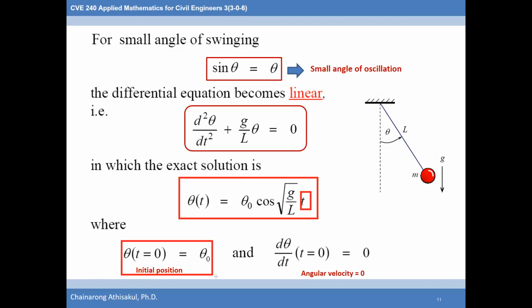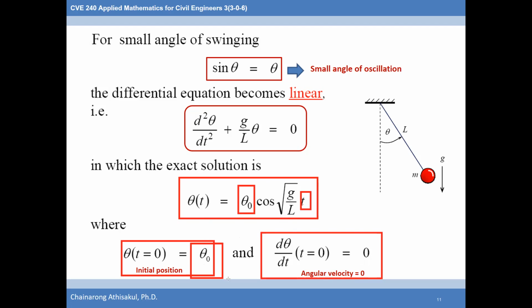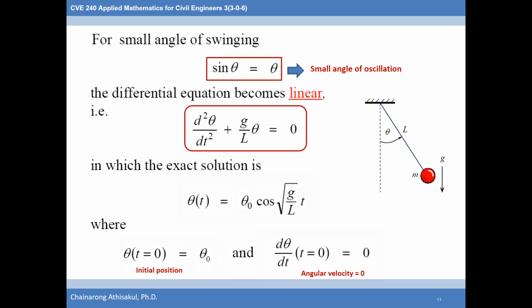And we know that for this case, we have two conditions to find the exact position. That is theta 0, the initial condition. When we substitute time equal to 0, it has to be theta 0. And the second condition is the angular velocity, d theta by dt at t equal to 0, and the angular velocity becomes 0 because it is released from rest. So this is just for the small angle. We have an exact solution that is easy to find.